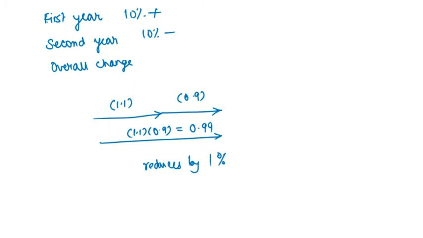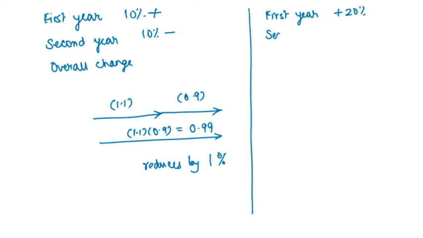I give you one more question. Do this question. First year it increases by 20%. Second year it reduces by 20%. Now tell me what is the overall. Immediately try to do it mentally. How will you do it?